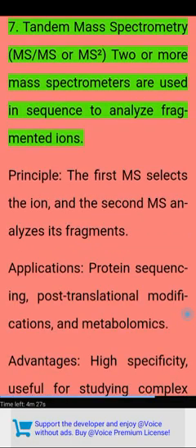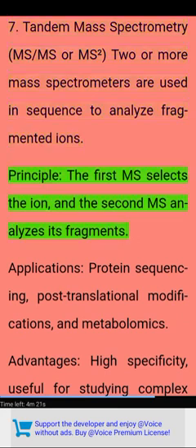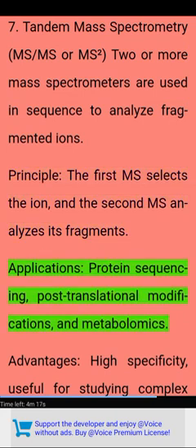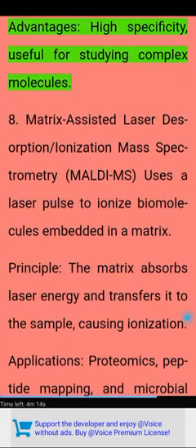7. Tandem mass spectrometry (MS/MS or MS squared). Two or more mass spectrometers are used in sequence to analyze fragmented ions. Principle: the first MS selects the ion, and the second MS analyzes its fragments. Applications: protein sequencing, post-translational modifications, and metabolomics. Advantages: high specificity, useful for studying complex molecules.